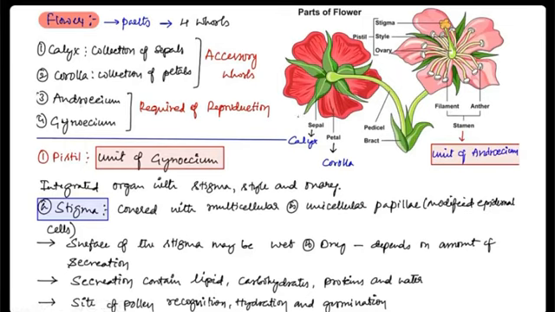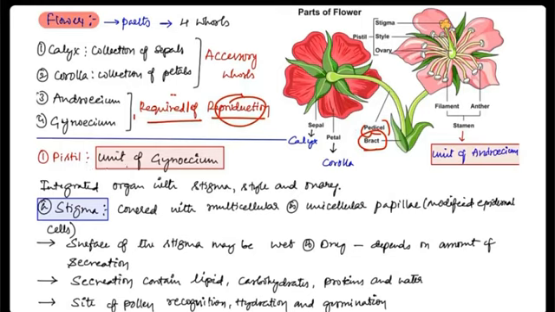So these are the parts of the flower, and it contains four main whorls, where the first two are the accessory whorls, and the last two are the main whorls which are required for reproduction, right? And these are the different parts of the flower. I hope everyone knows this. Okay, so we'll start our discussion with the pistil.